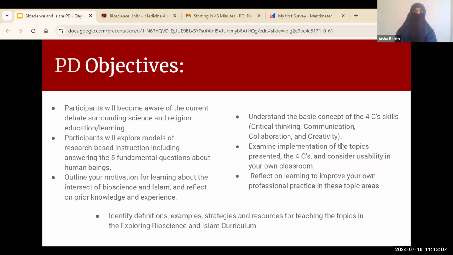And then inshallah, today we'll focus a lot on identifying definitions, examples, and strategies, and some of the resources that are available for teaching these topics in the Exploring Bioscience and Islam curriculum.